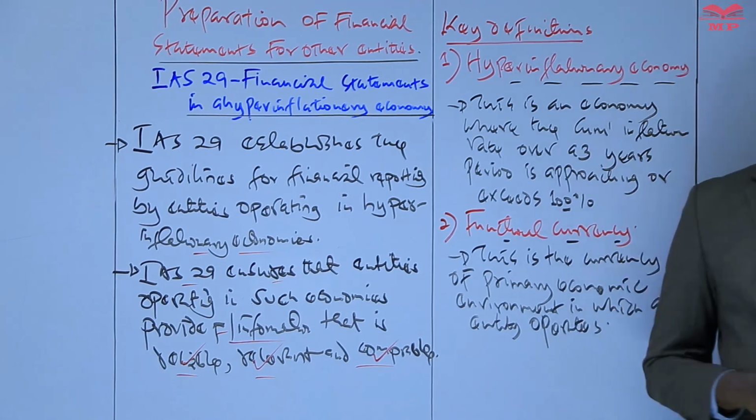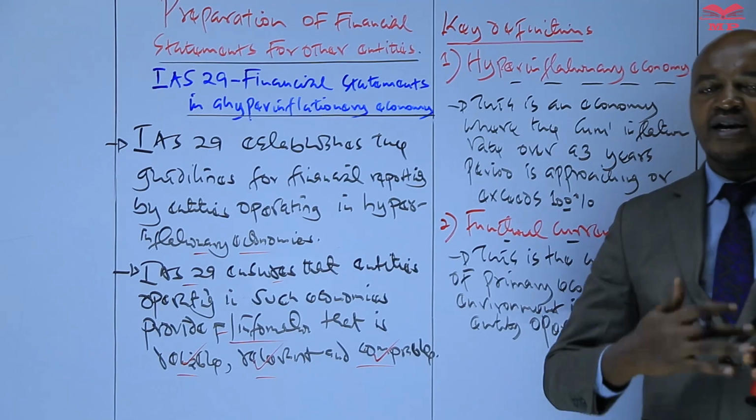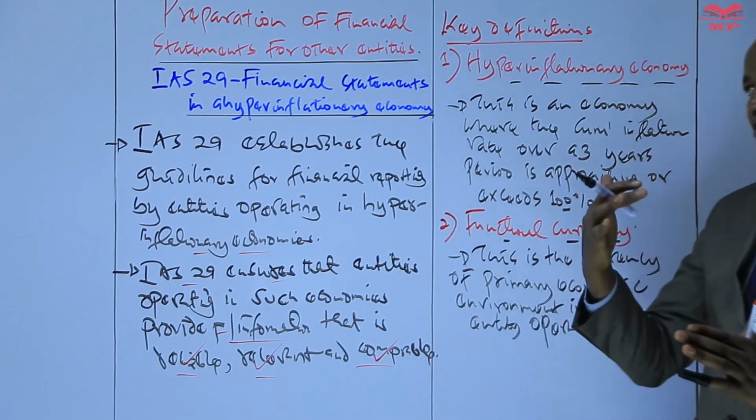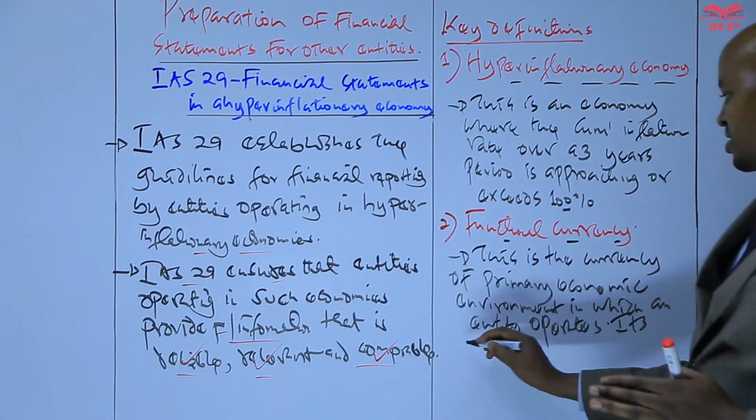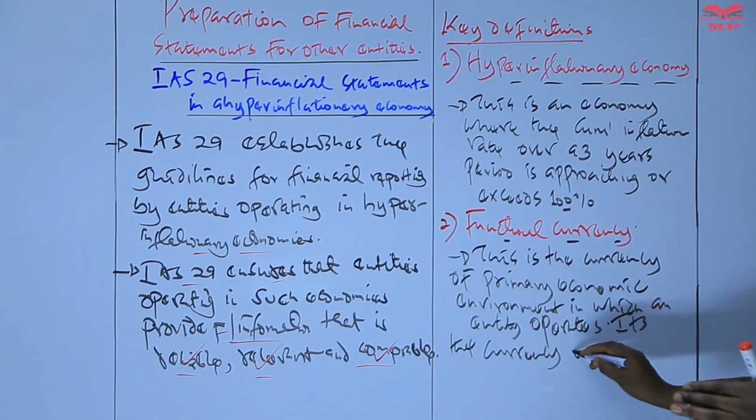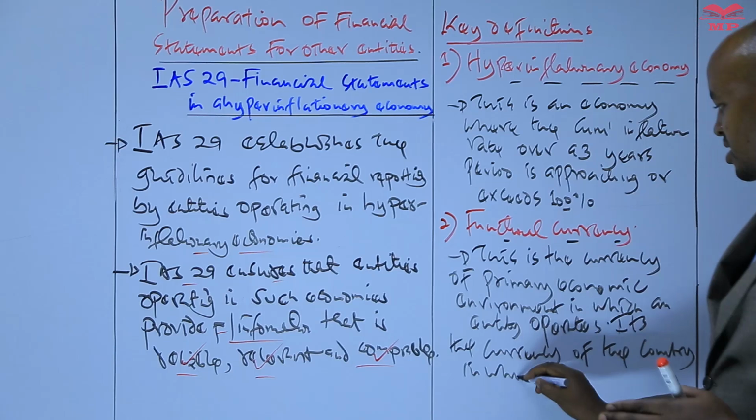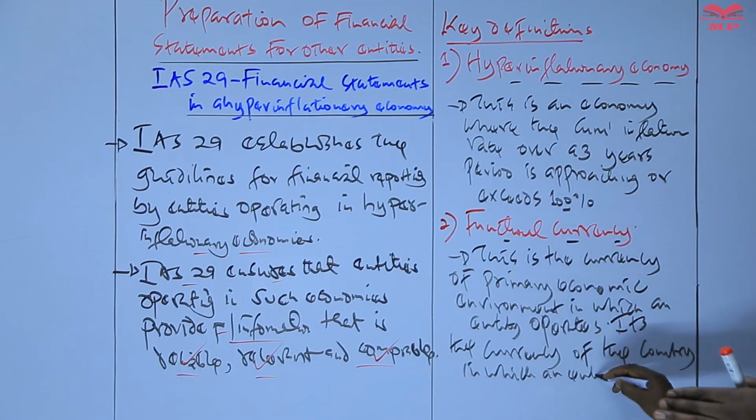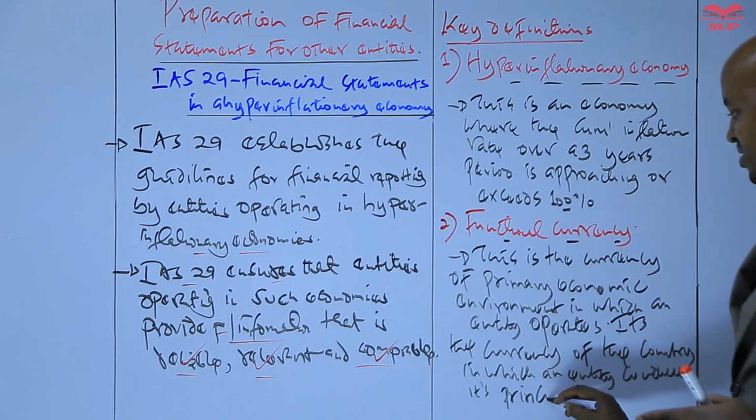In other terms, we can say that this is the currency of the country whereby the entity conducts its principal business activities. It is what? It is the currency of the country in which an entity conducts its principal business activities.